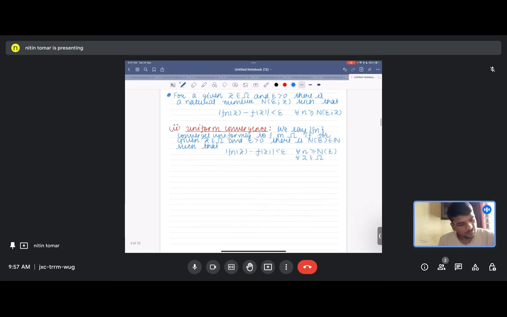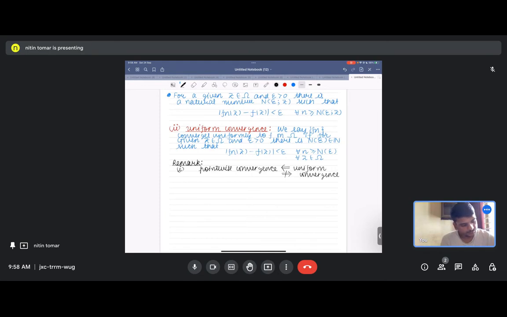So one immediate upshot of these two definitions, which I'm writing as a remark, is the following: that pointwise convergence is implied by uniform convergence, whereas pointwise convergence need not imply uniform convergence.